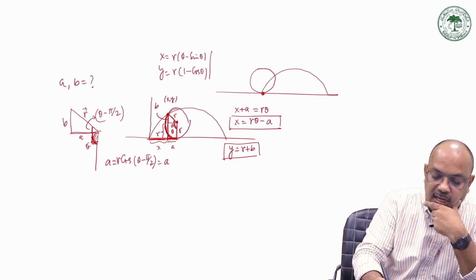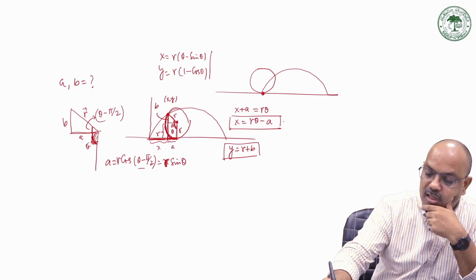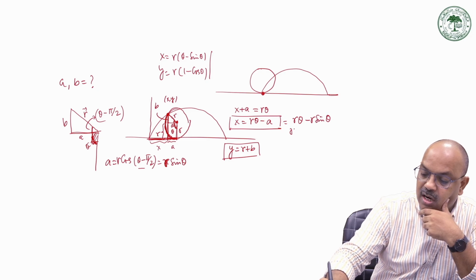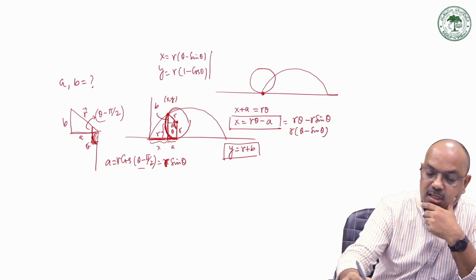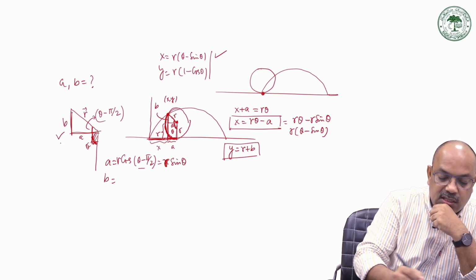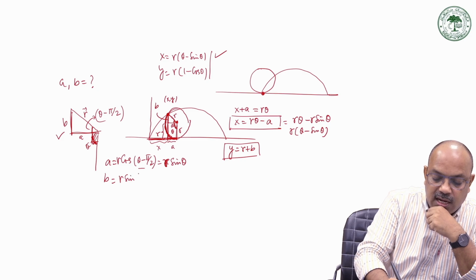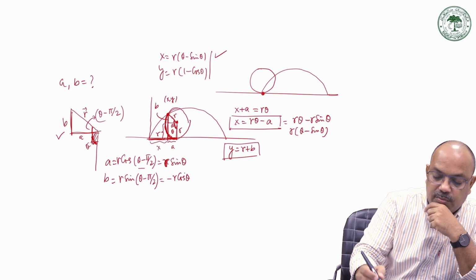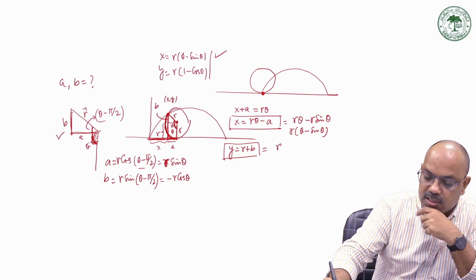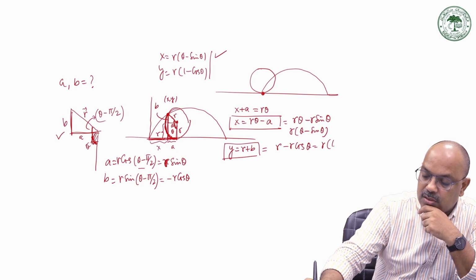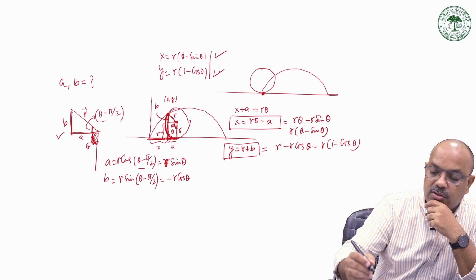So a is r cos of theta minus pi by 2, which is r sine theta. If you put it here, x is r theta minus a, which is r theta minus r sine theta. If you take r constant, this is r times theta minus sine theta. And this b is basically r sine of theta minus pi by 2, so this is going to be minus r cos theta. If you put in b, y is equal to r plus b, so this is r minus r cos theta. If you take r common, this is going to be r times 1 minus cos theta. So this is what the cycloid is.